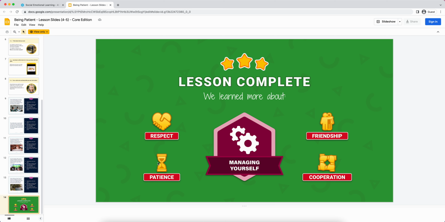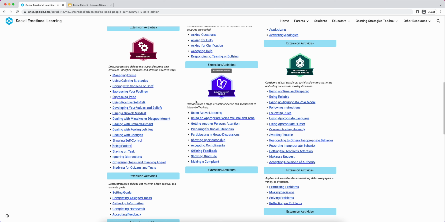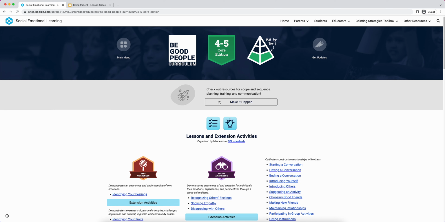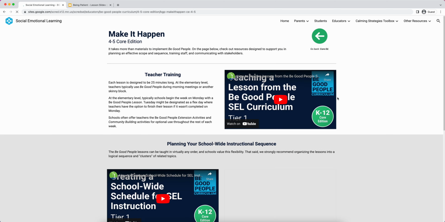And then the values graphics. So I could just read these off. Hey, we learned about respect, patience, friendship, cooperation, and managing ourselves. I could just read that off orally. One thing you could do with it, and 4th and 5th graders are going to have varying degrees of buy-in to this, but we have this little learning log.